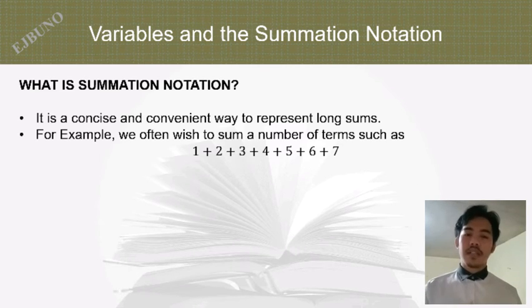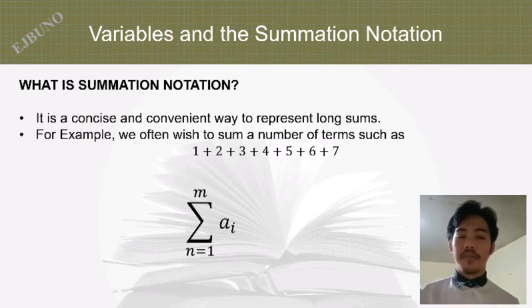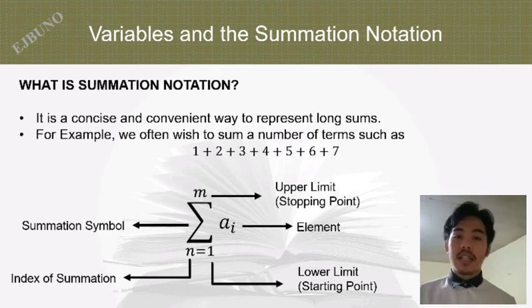Let's talk about summation notation. Summation notation is simply a concise and very convenient way to represent long sums. Instead of writing 1 plus 2 plus 3 plus 4 plus 5 plus 6 plus 7 plus 8 plus 9 plus 10, we can use summation notation to simplify the equation. When writing summation notation, we use sigma as the symbol for the summation. On top of the sigma is the upper limit, the bottom is the lower limit, and on the side of the sigma is the element.